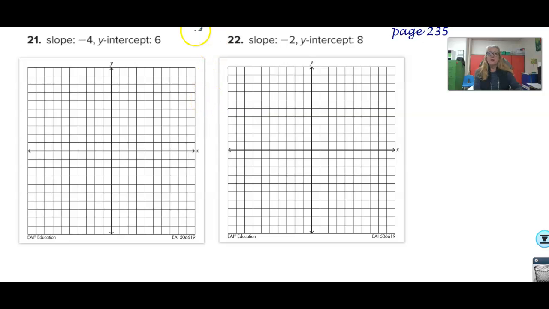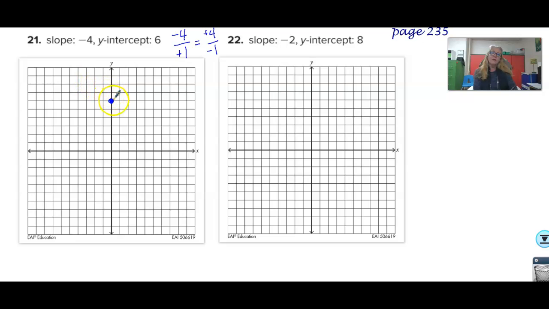Okay, so our Y-intercept is 6. 1, 2, 3, 4, 5, 6, right here. Our slope is -4. All right, so it would be -4 over +1. Our other option would be +4 over -1. Both of these result in negative slopes.